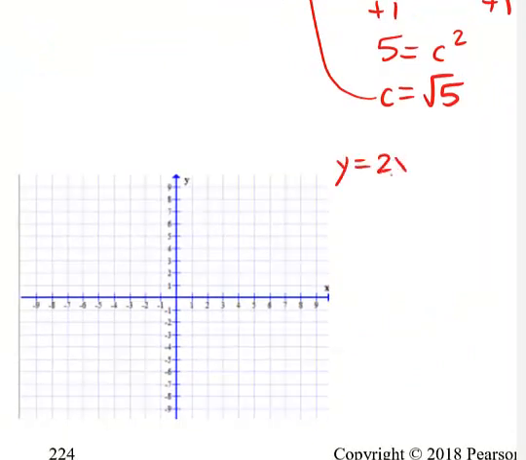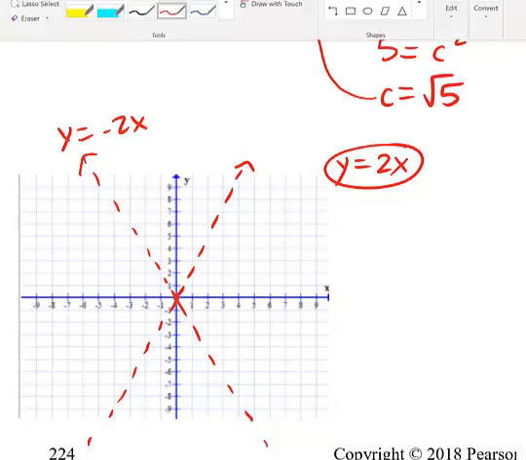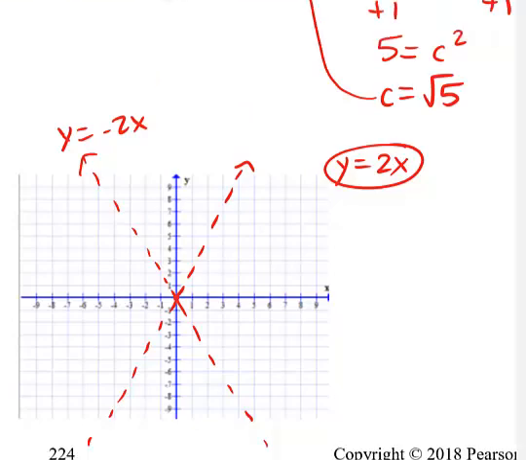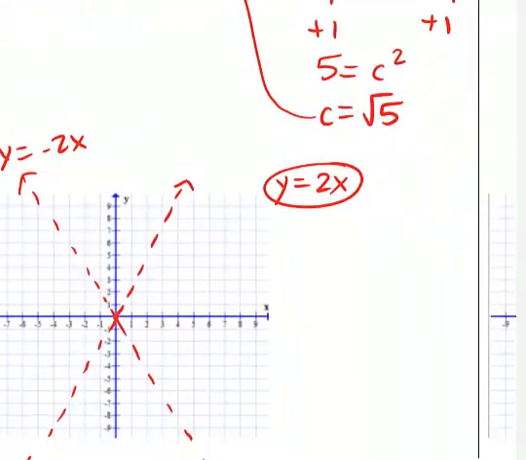The asymptotes are y equals 2x, which we've seen before. This uses the exact same slope and y-intercept as the very first graphing problem we did in this section, and y equals negative 2x, which looks like that. And then this thing's going to open upward and downward because this is a vertical one. The vertices are 0, 2 and 0, comma negative 2.